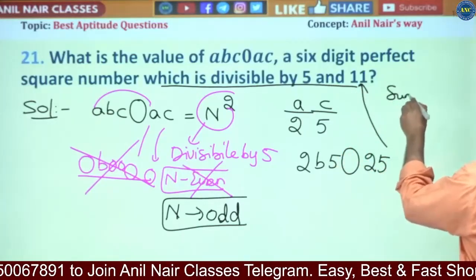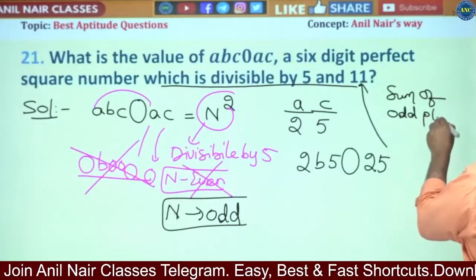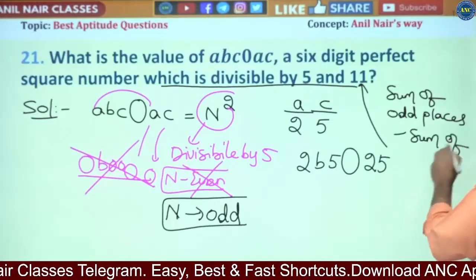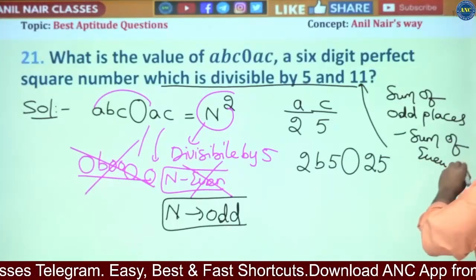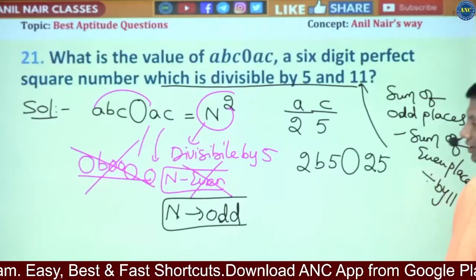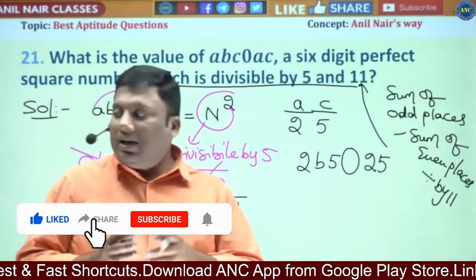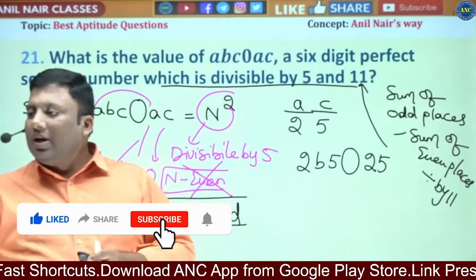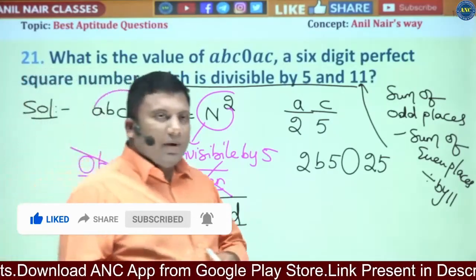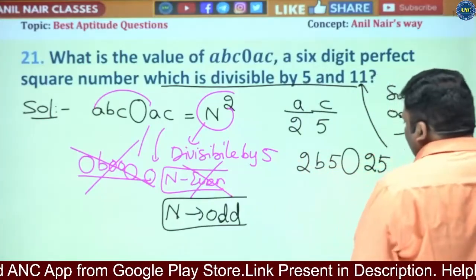Divisible by 11 means sum of odd places minus sum of even places should be divisible by 11. Are you all with me? Divisibility rule of 11 is sum of odd places minus sum of even places should be divisible by 11.